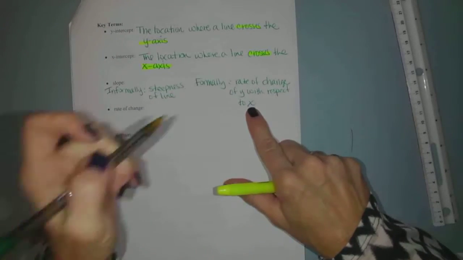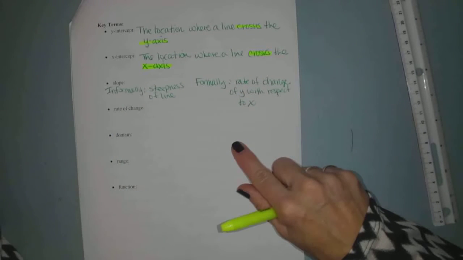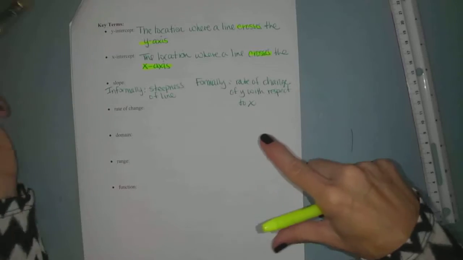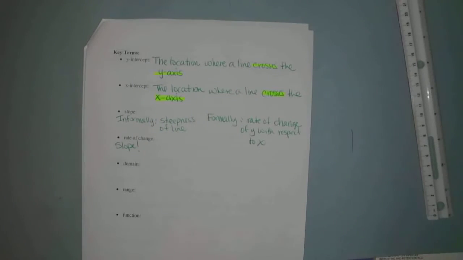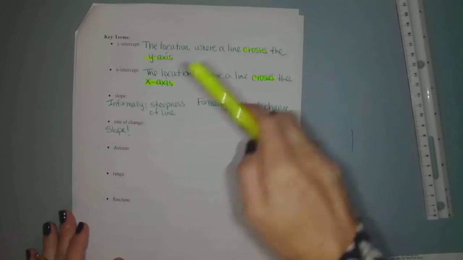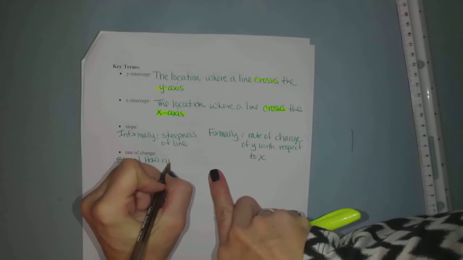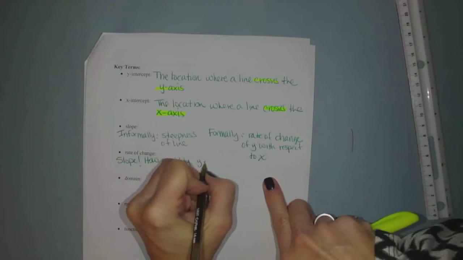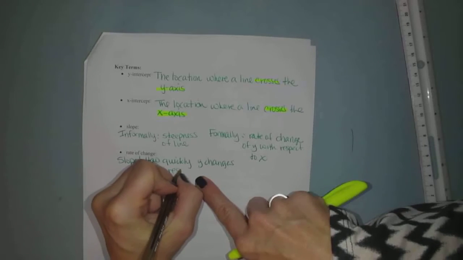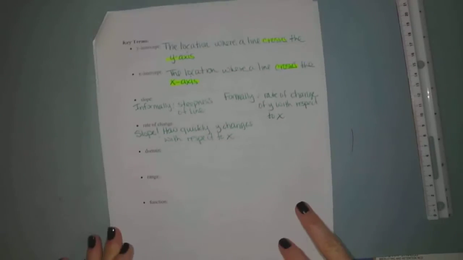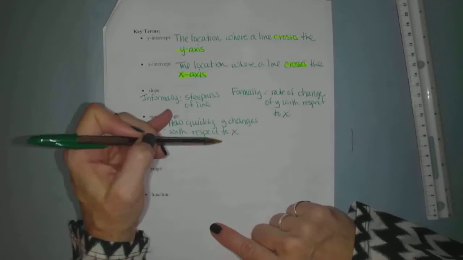It's the rate of change of y with respect to x: 2 for every 1. So guess what rate of change is? Let's put slope, because we just defined slope as rate of change. But again, it's how quickly y changes with respect to x. The rate of change, how quickly y changes with respect to x. 2 for every 1.